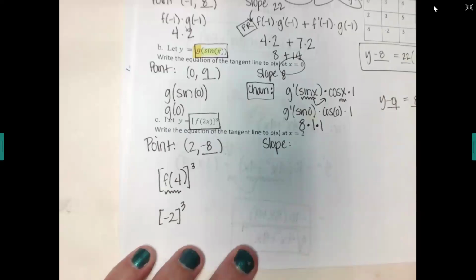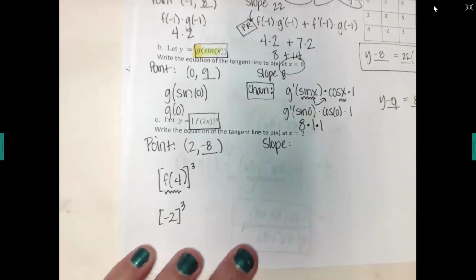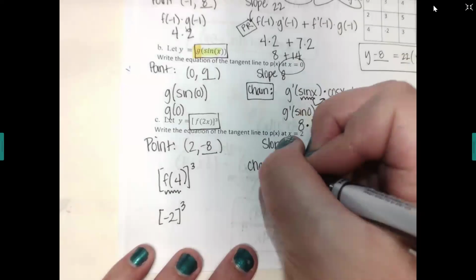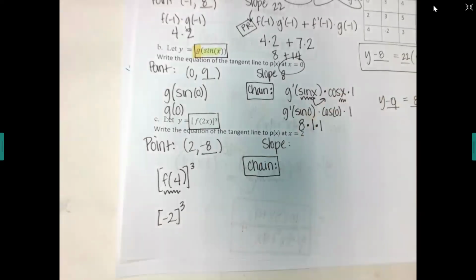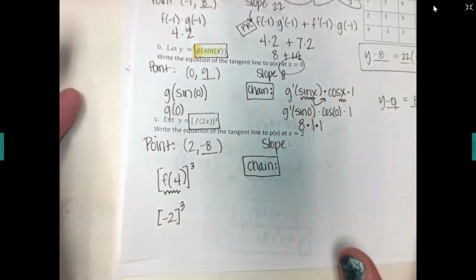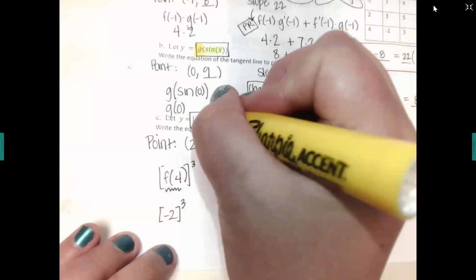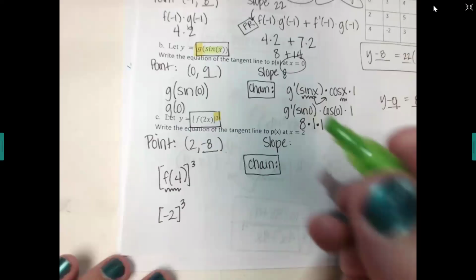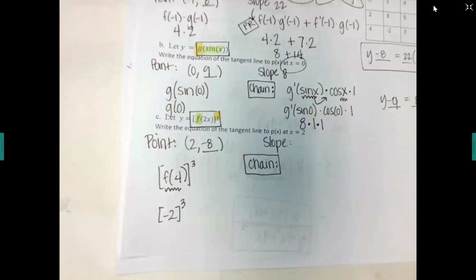Quotient rule means division. Is there division? No, then this is chain rule. Very good. And remember, the reason you know it's chain is because there's an outside function and an inside function. What is the outside function? The 3. And then inside the cubed power is what next? The f.